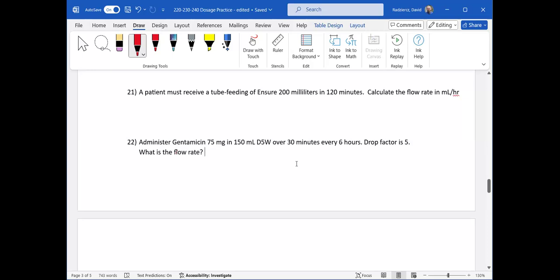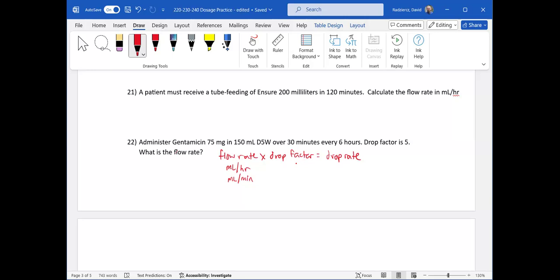All right. As a reminder, when it comes to drop factor, you need to know 2 pieces of information. You need to know flow rate, and you need to know the drop factor. Those 2 pieces of information give you your drop rate. Flow rate is typically milliliters per hour, but it could also be milliliters per minute. It just depends on what you have, okay? The technical term for flow rate, what you would program into an infusion pump, is milliliters per hour.